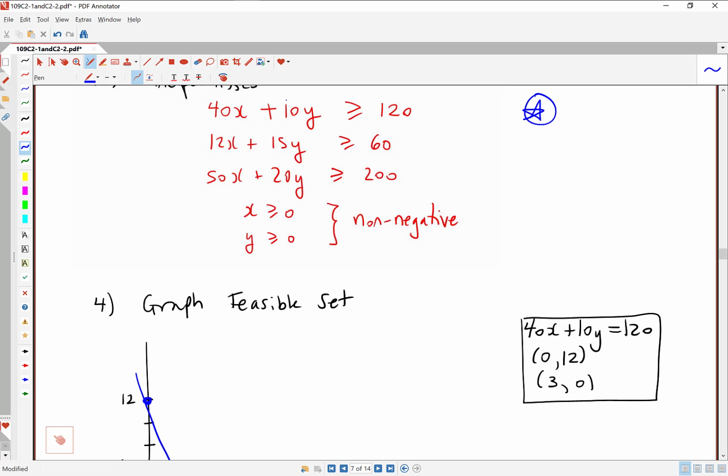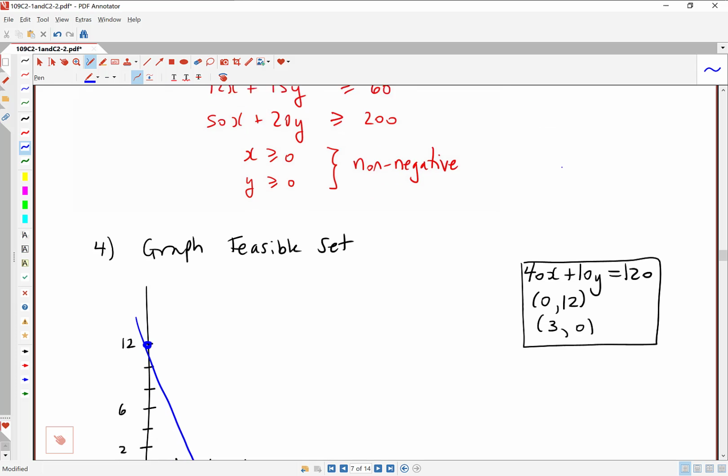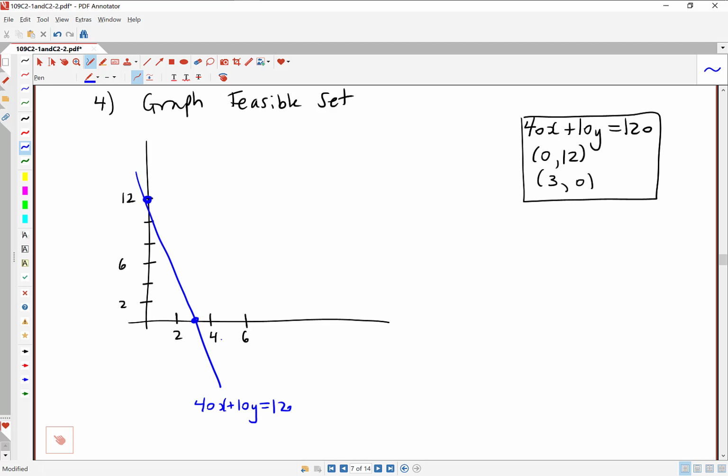Well, the inequality would be 0 is greater than or equal to 120. That's false. So we're going away from the origin. We're going this way. A couple of other inequalities that are fast to do. We know x has to be greater than or equal to 0, and we know y has to be greater than or equal to 0. Okay, so that's 3 of the inequalities done already, and we've got 2 more bigger ones to go.